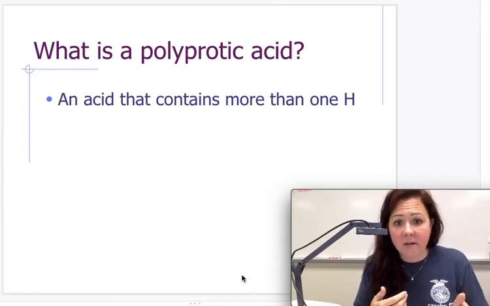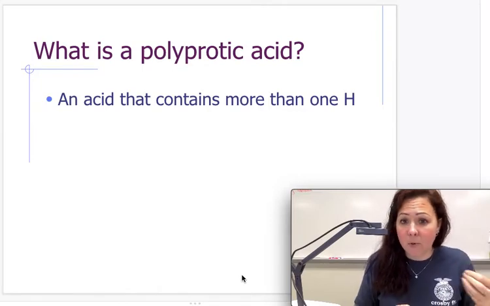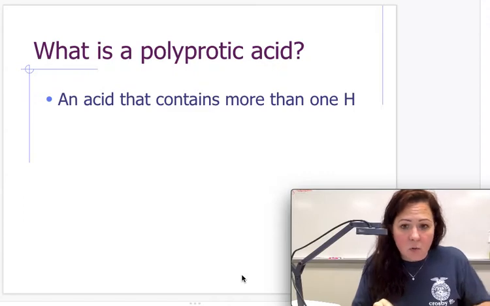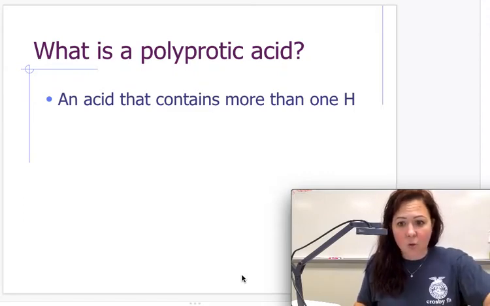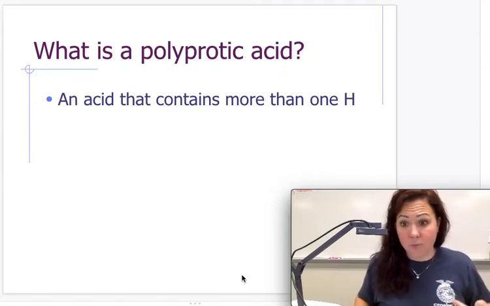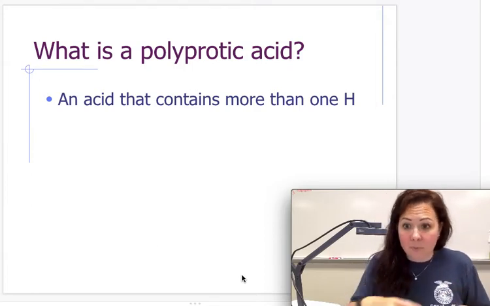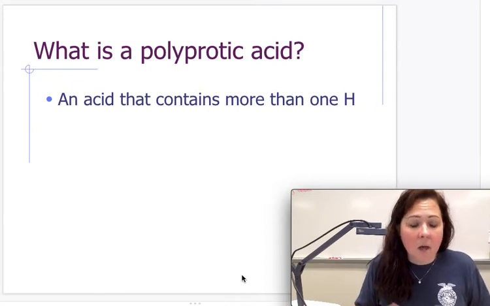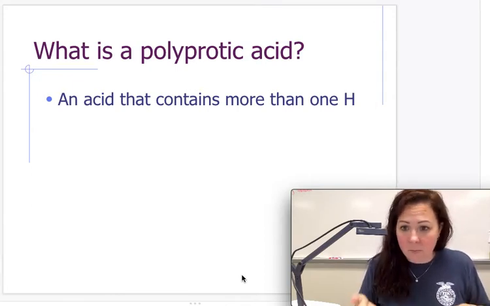The first thing we need to define before we get to that point is polyprotic acid. Poly means many or multiple. So a polyprotic acid is just one that has more than one hydrogen present. Monoprotic would be a single. Protic refers to proton, so that's a hydrogen ion, a single ion present.